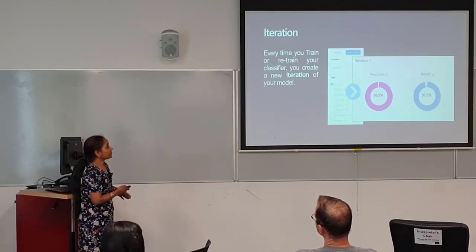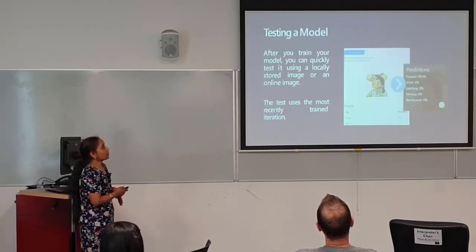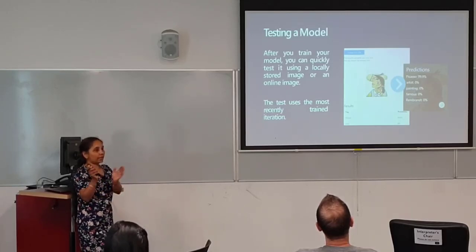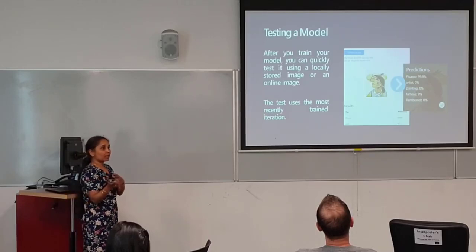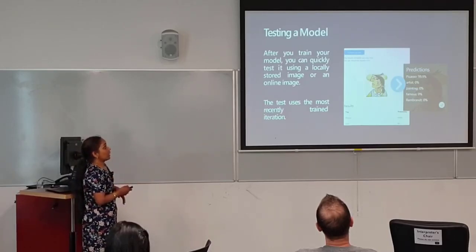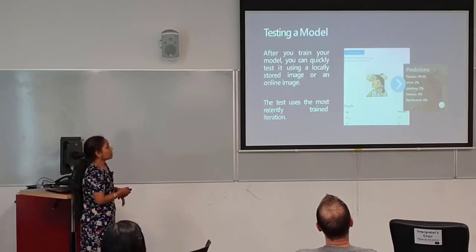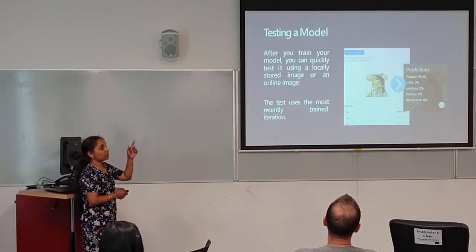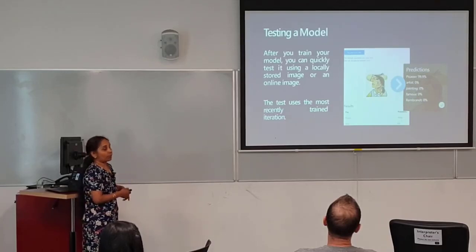Okay, so how do you test the model? Once you train, you have to test the model. To test the model, you use some separate test images which are not in the training images. Then you upload those, and you get the results with the probability and confidence levels against the tags that you have already uploaded.